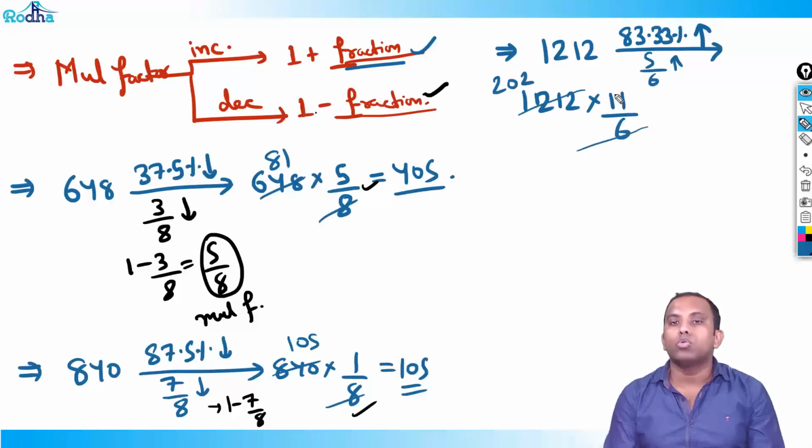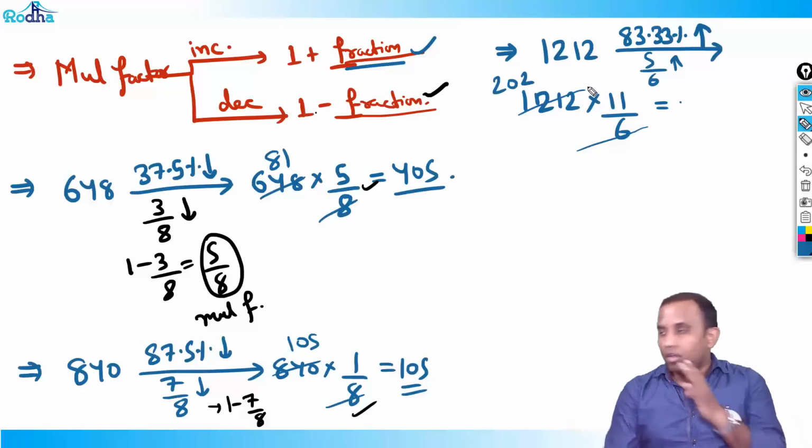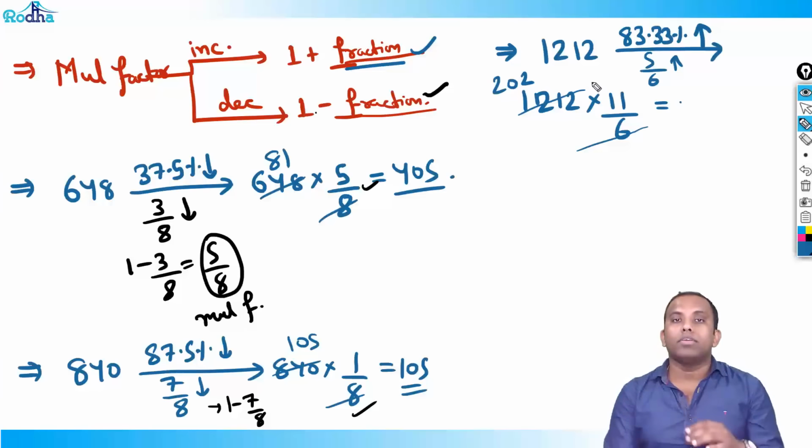202 times. So 202 into 11. It is how much? Tell me. How can you break it? 200 into 11 is 2200, and 2 into 11 is 22, so it is 2222. That's it. This is the answer, right?